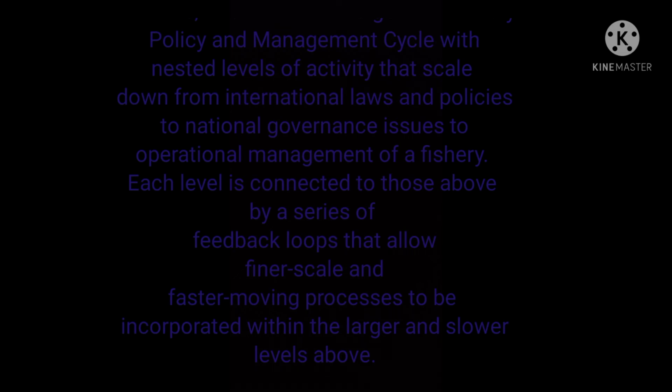In 1995, FAO introduced a general fishery policy and management cycle with nested levels of activity that scale down from international laws and policies to national governance issues to operational management of a fishery. Each level is connected to those above by a series of feedback loops that allow finer scale and faster moving process to be incorporated within the larger and slower levels above.